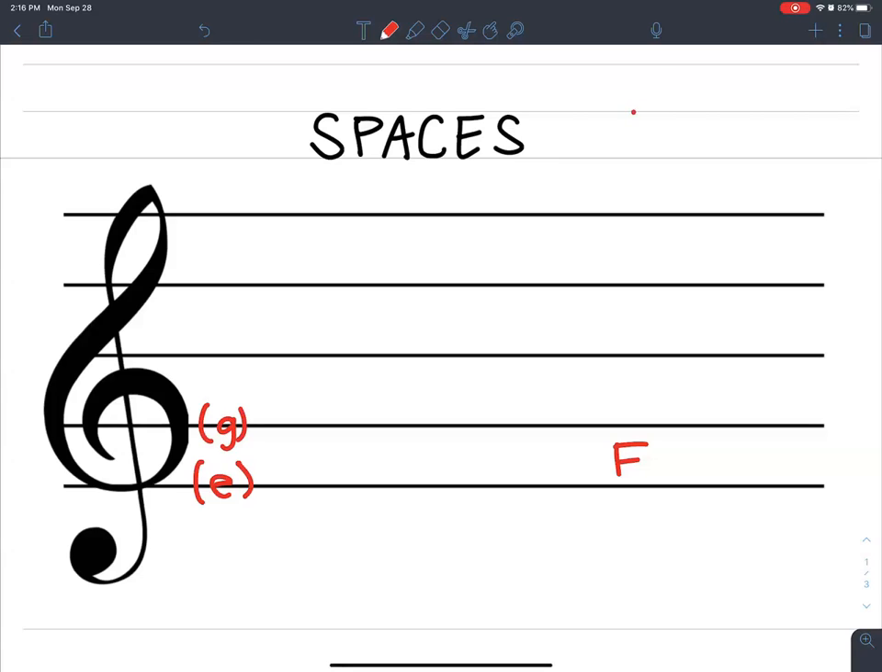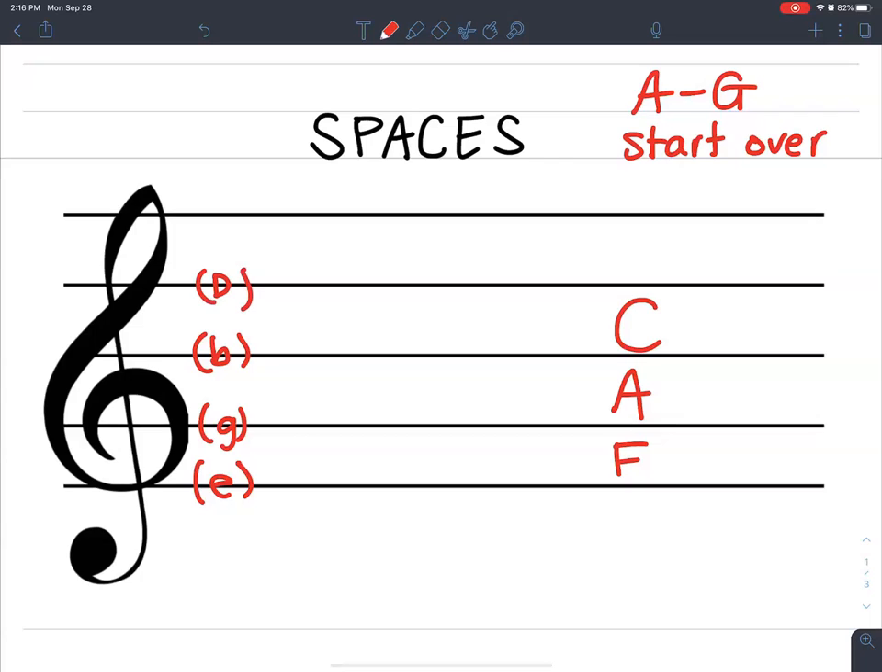After G, we remember we go from A to G and then start over, right? So if this is G, then this is going to be A. Then we just go up the alphabet normally. B, C, D, E. And those are our spaces.